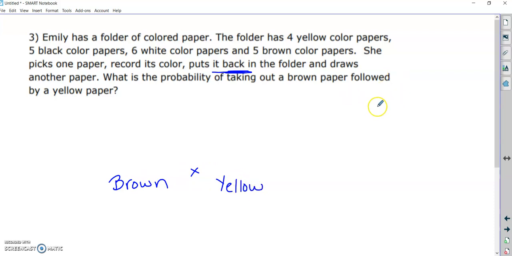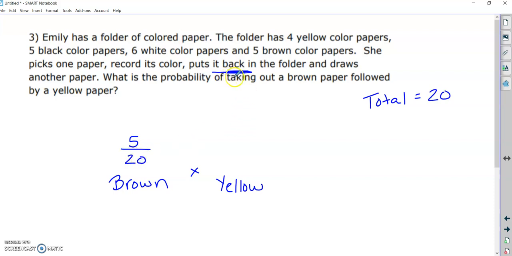Okay, so first off, we need to get our total. Okay, so 4 plus 5 is 9, plus 6 is 15, plus another 5. So we have a total of 20. Okay, so first she's picking brown. How many brown papers do we have? Good job. We have 5 out of 20.